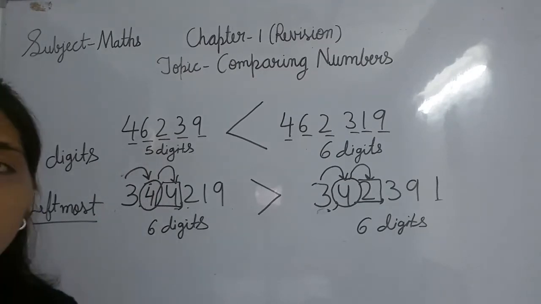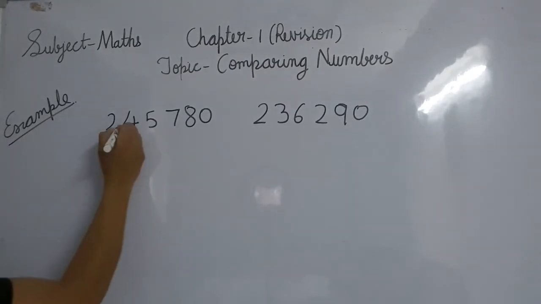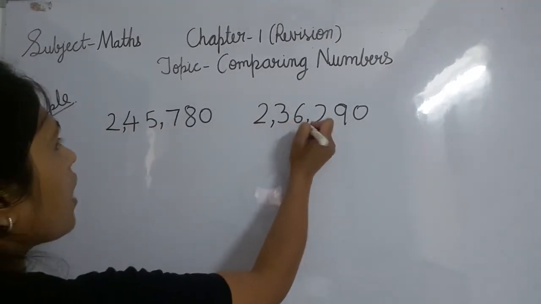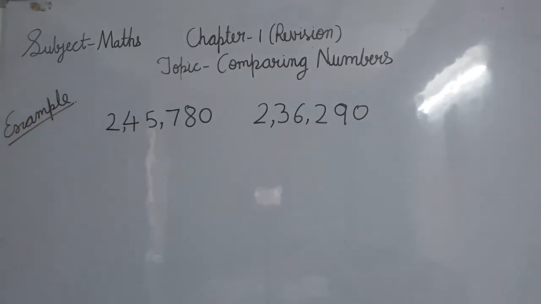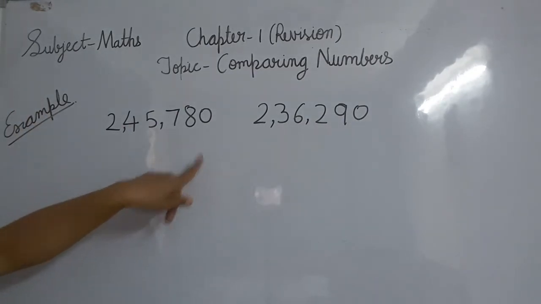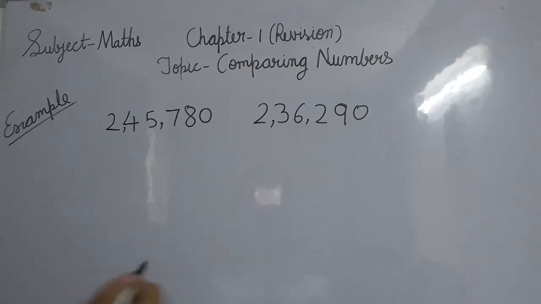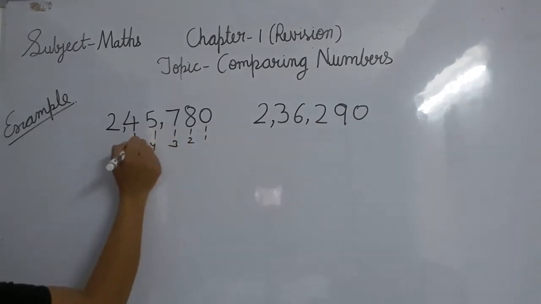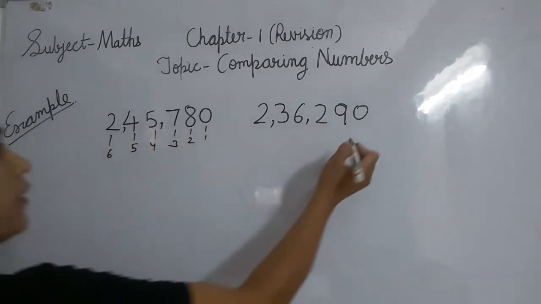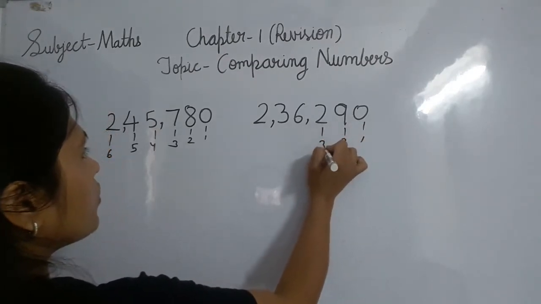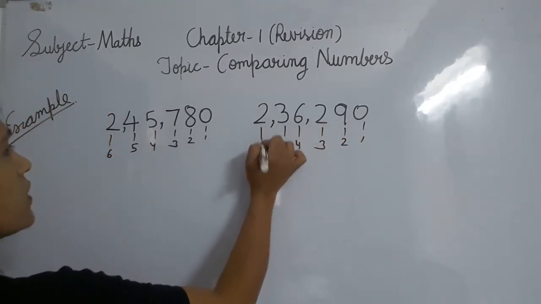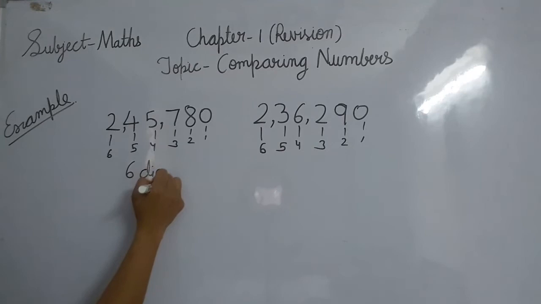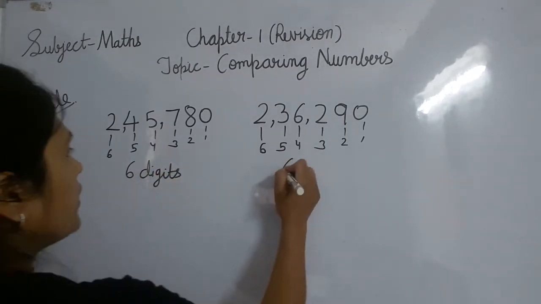Let's take one more example. So our next example is 2,45,780 and 2,36,290. We have to compare these numbers, which is the bigger and which is the smaller. So first we need to check digits. Let's count the digits. 1, 2, 3, 4, 5, 6 digits are there. And here 1, 2, 3, 4, 5, 6. 6 digits are there. Means both have 6 digits.